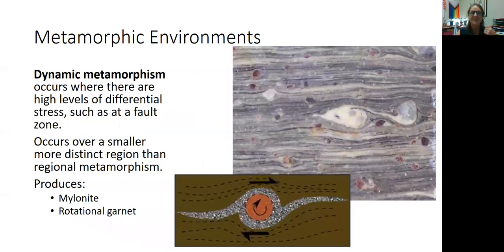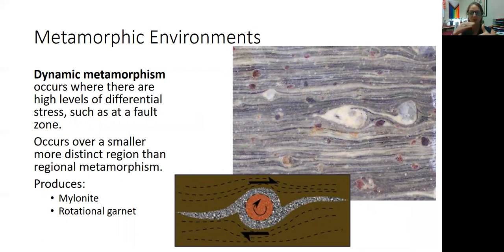Dynamic metamorphism. This is metamorphism that occurs because of parts of the earth moving, right? Dynamic just means movement. So any places where there's a high level of differential stress, like in a fault zone or a plate boundary, you can get dynamic metamorphism. And this is one of my favorite types of metamorphism because it produces really pretty structures in a rock. Anytime you have movement, you can get shear, right? Where parts of a rock are moving in different directions than other parts of the rock.